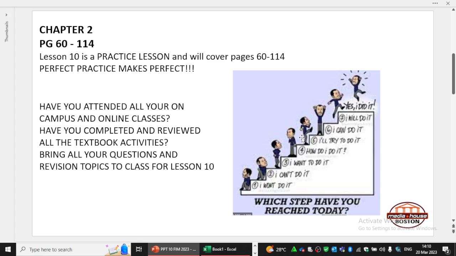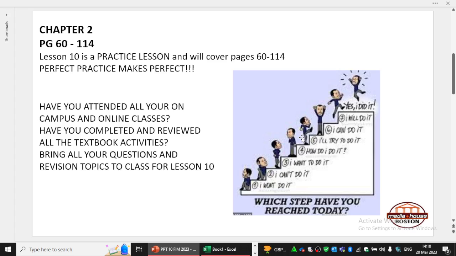If you do understand the concept, then it's okay for you to continue with the second question. Have you completed and reviewed all the textbook activities? If the answer is yes, then you are sorted, meaning that you can attempt this practice test. But if your answer is no to both or one of these questions, please make sure that you go back, revise and learn the concepts, and practice through the textbook activities.